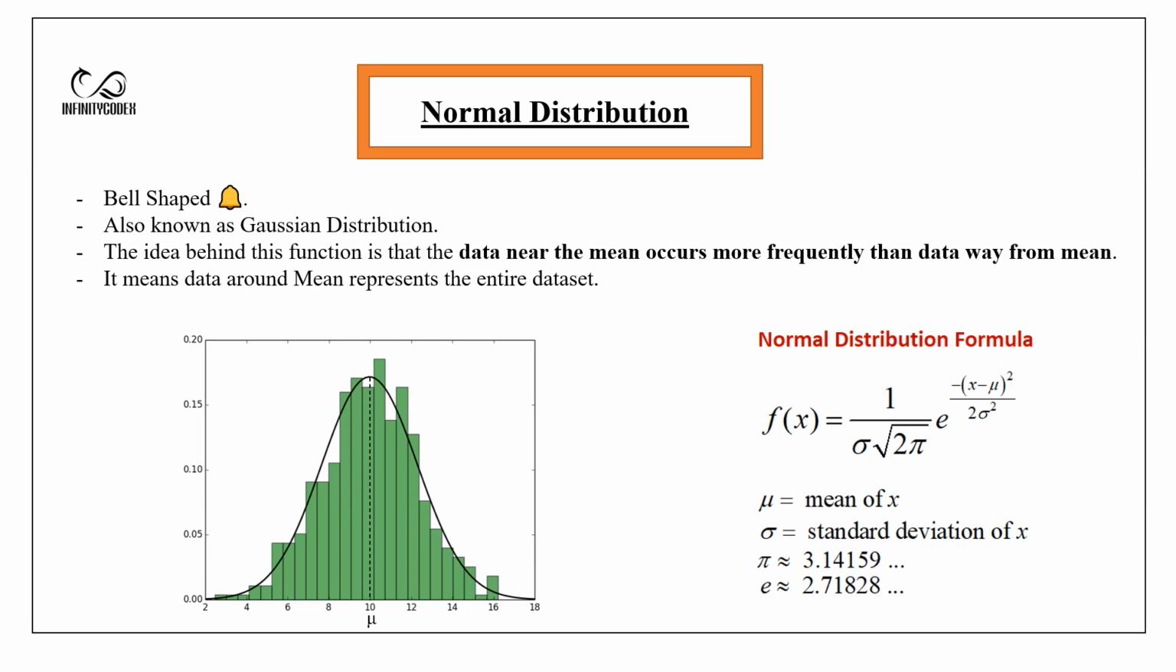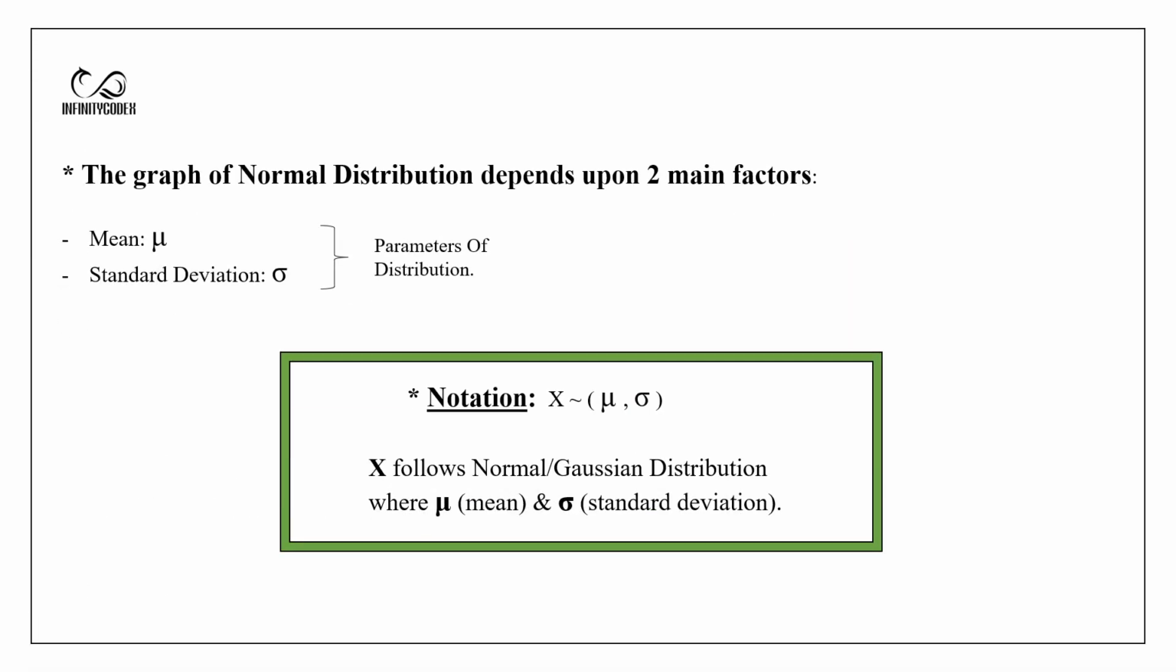The formula for normal distribution is this. The graph of the normal distribution depends upon two main factors. First, mean, and second, standard deviation. These both are also called parameters of the distribution. You will many times see notations such as this: X ~ N(mu, sigma). Now this notation means X follows a normal distribution where mu is a certain value and standard deviation is a certain value.